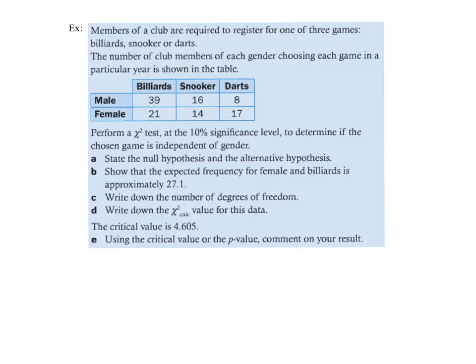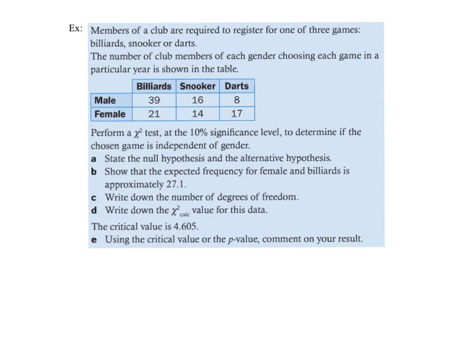Okay, let's go ahead and look at one more example. This one says members of a club are required to register for one of 3 games: billiards, snooker, whatever that is, or darts. The number of club members of each gender choosing each game in a particular year is shown in this contingency table. Now you'll notice that what is not included in this table is the totals. So we might want to go ahead and just add those totals because we're going to need them later.